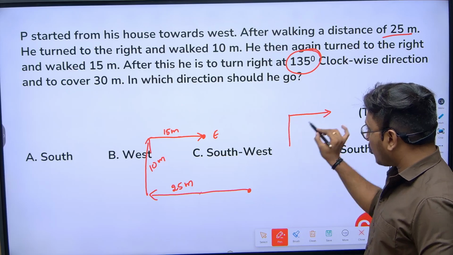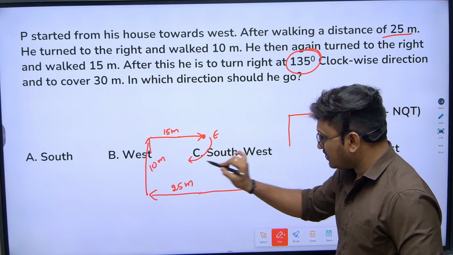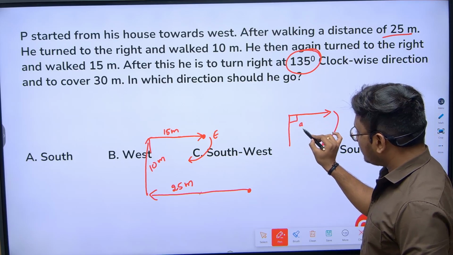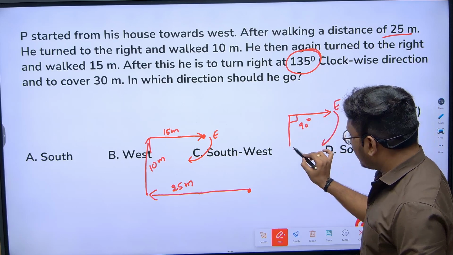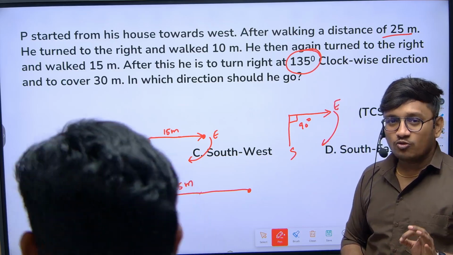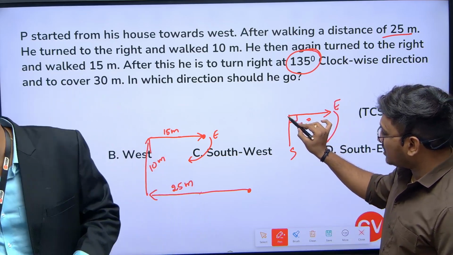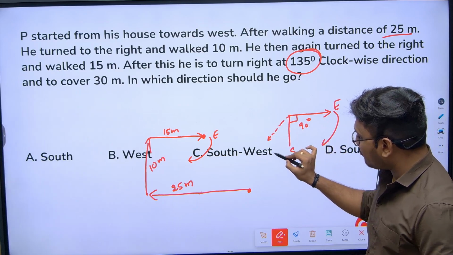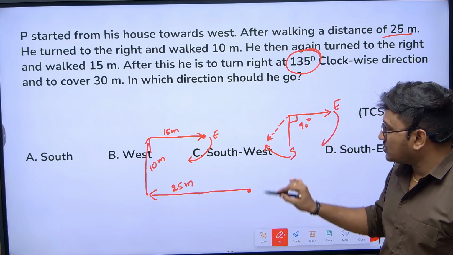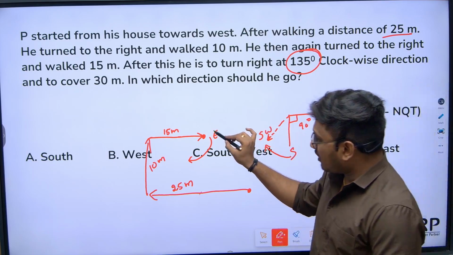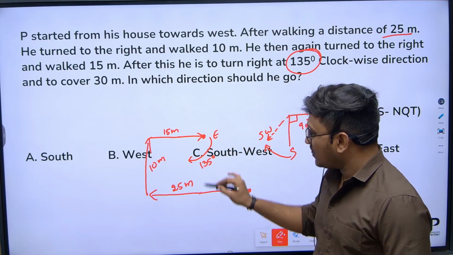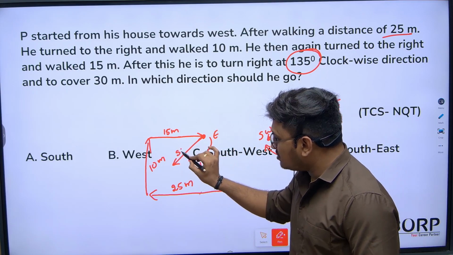When he turned clockwise, 90 degrees from east, he will come to south, right? But how many degrees did they mention? Total 135 degrees. So 135 degrees means 45 degrees more he has to rotate from south in a clockwise direction. So this direction indicates southwest, right? From the east direction, when he turned 135 degrees in a clockwise direction, he will come to the southwest direction.